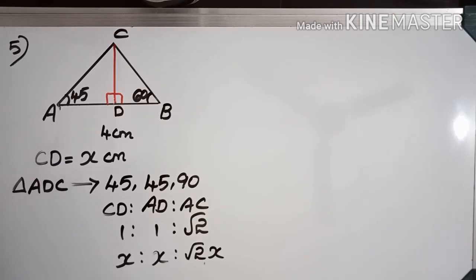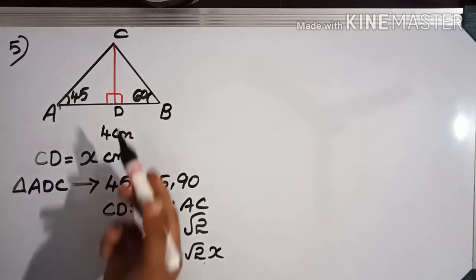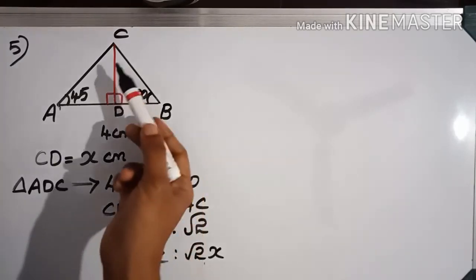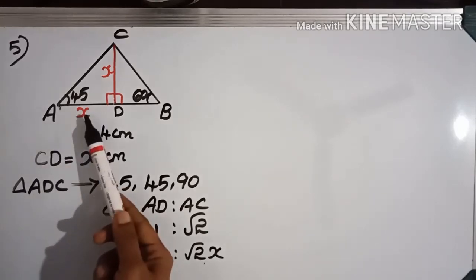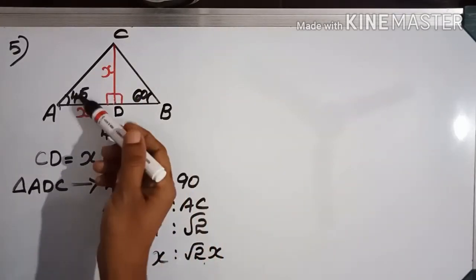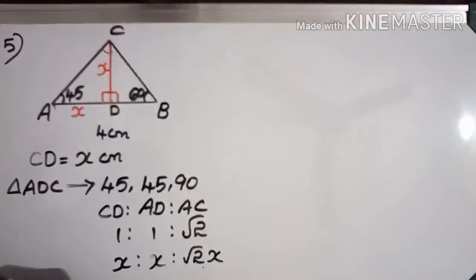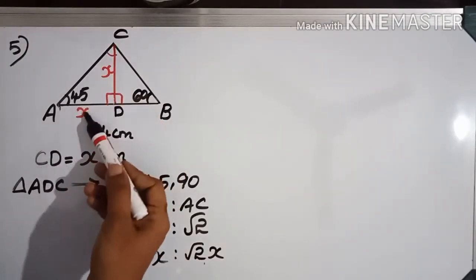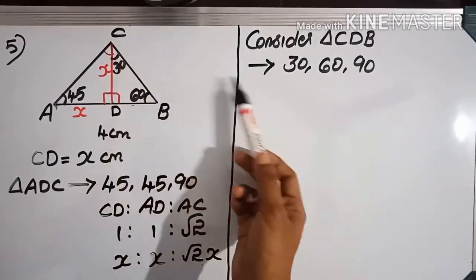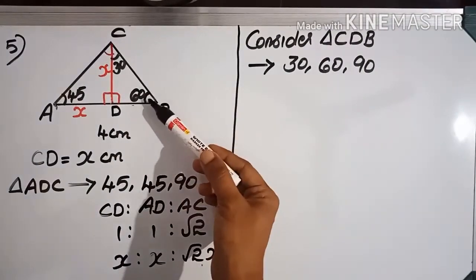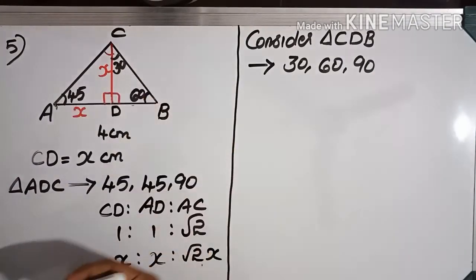Now let's consider the next triangle, that is CDB. Before that, we considered CD as x, and similarly AD will also be x centimeter, because both are 45-degree angles. 45 here, this is also 45, so the side opposite 45 is x, and this 45's opposite is also x. Consider triangle CDB. The angles are 30, 60, 90. This is 60, here is 90, so this will be 30.